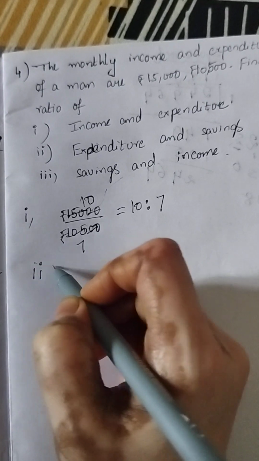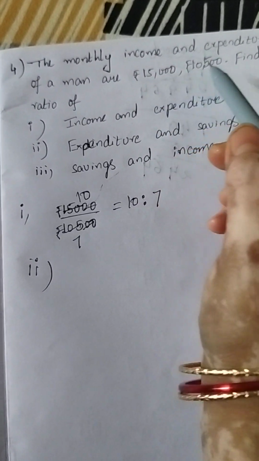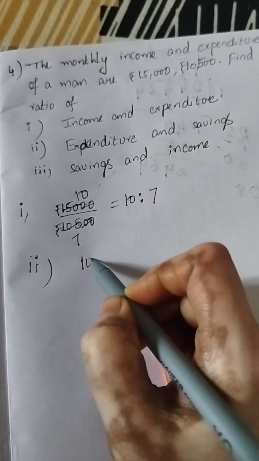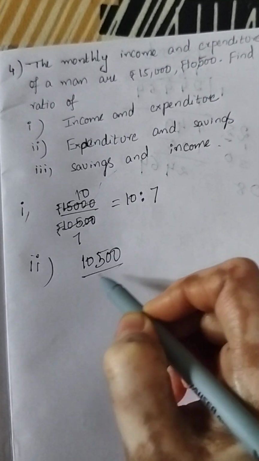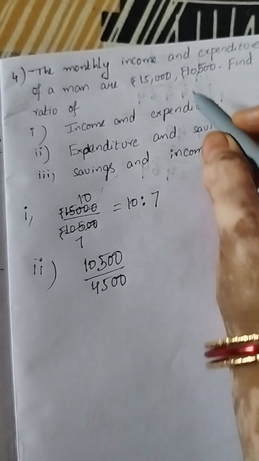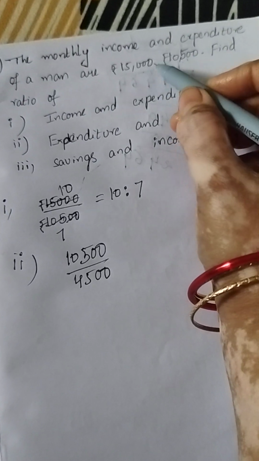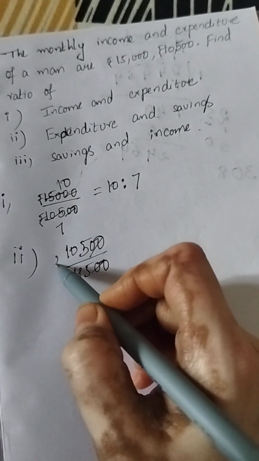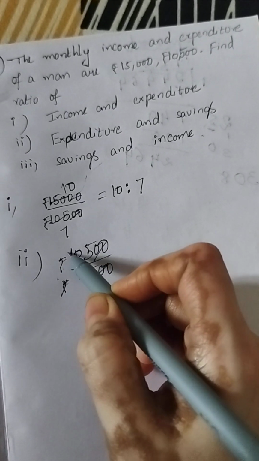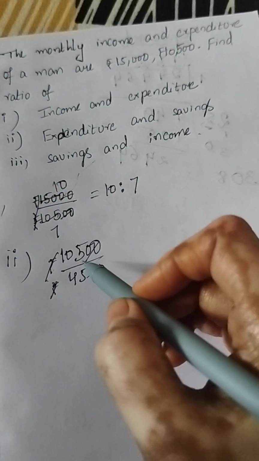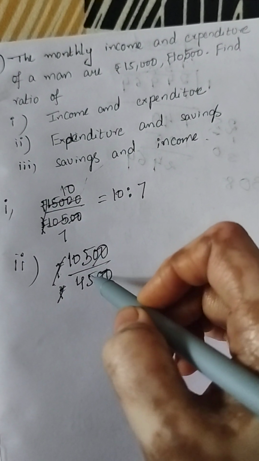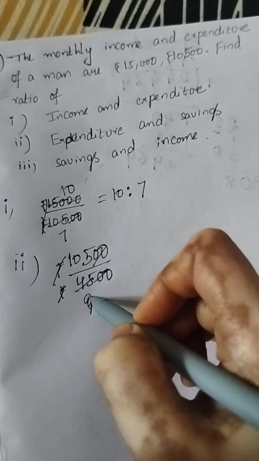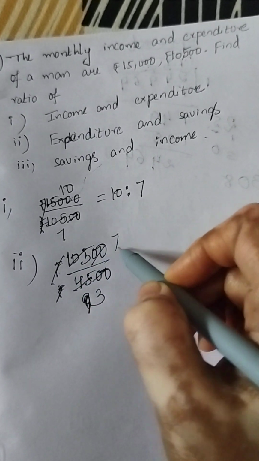Next, the second one is expenditure to savings. If you subtract, how much? 4,500 is the savings. So expenditure is this amount: 10,500 by 4,500. Savings means income minus expenditure is savings. If you subtract, 4,500. So do cancellation. Rupees also cancel, zeros also cancel. So with the 5 table, 5 nines, or the 15 table, you can cancel. 15 threes, 15 sevens.